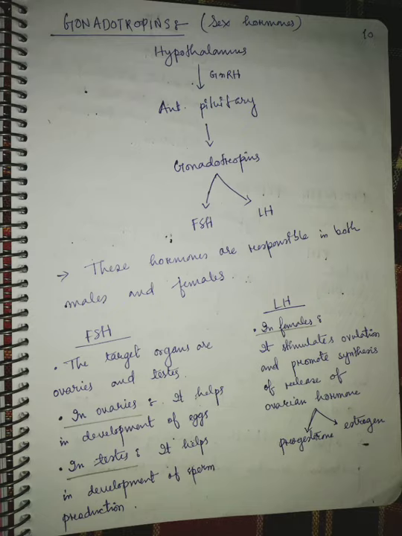FSH works on both male and female. In female, what will FSH do? FSH stimulates follicles. That means it stimulates the production of follicles, or the development of eggs in the ovary, and in male it helps in the development of sperm production. About LH, in female, LH stimulates the secretion of progesterone and estrogen by the follicles.